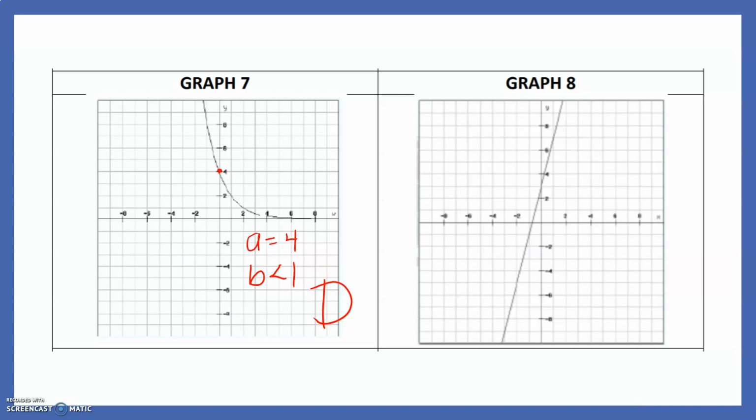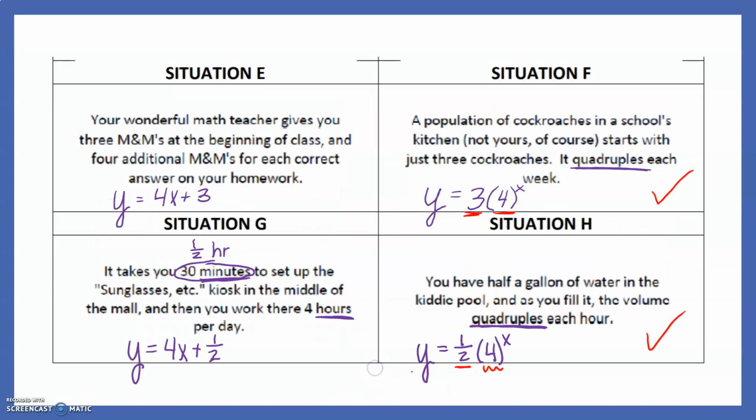For graph number 8, we have a linear function where my y-intercept or my b value is 3 and my slope is 3. Sorry, my slope is actually going to be 4. So I'm looking for an equation that is y equals 4x plus 3. That matches situation E.